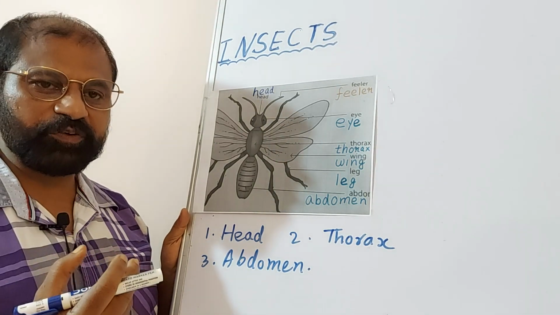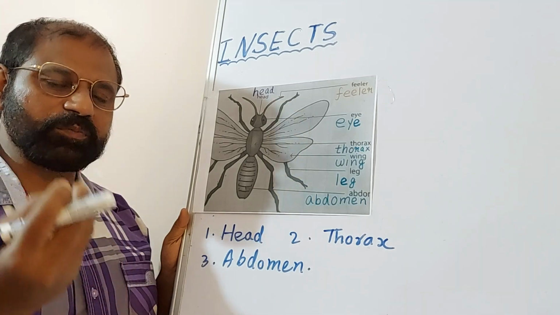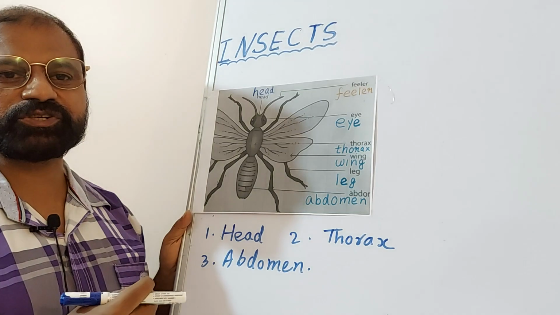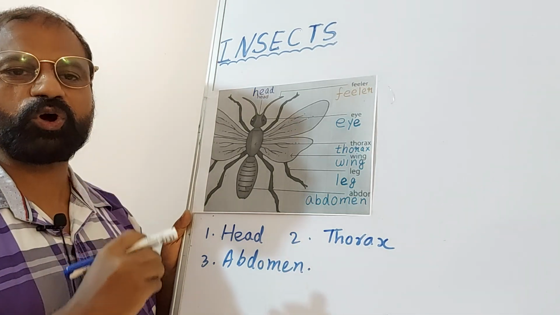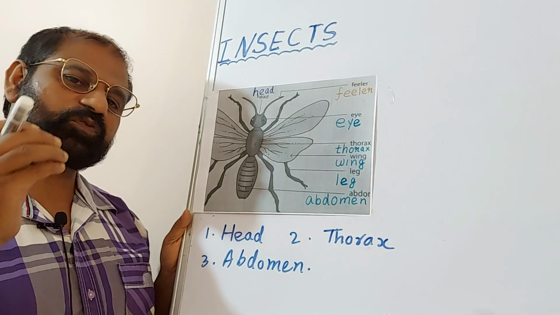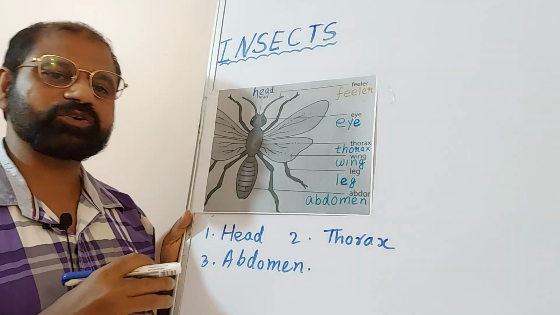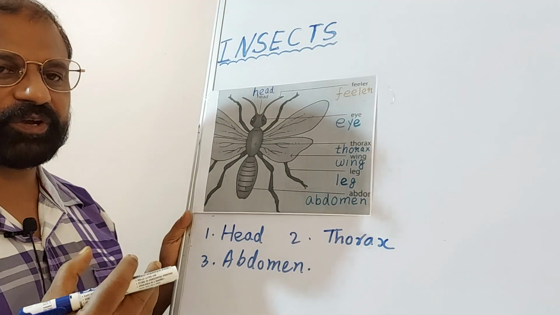We find them everywhere. We can find them on mountain top. We can find them on hot places. We can find them on cold places. We can find them in water. We can find them in land. So we find them everywhere.